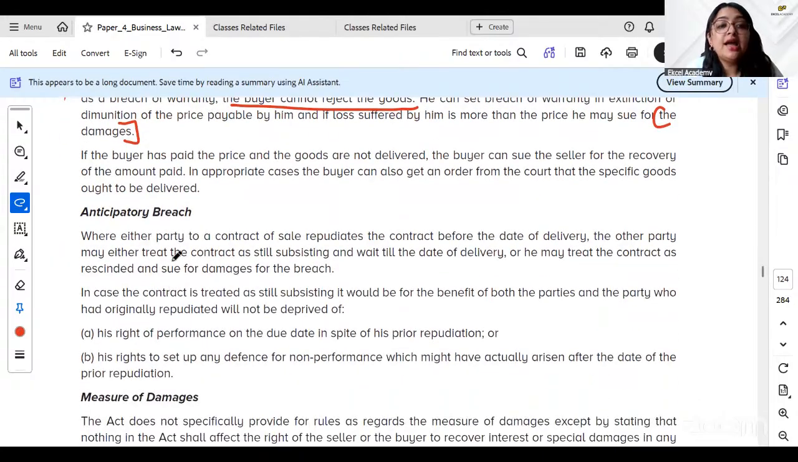Okay. Then we had anticipatory breach, wherein it has happened before the date of delivery itself. The other party may either treat the contract as still subsisting and wait till the date of the delivery, or he may treat the contract as rescinded, that is, cancel the contract and then sue for breach. In case the contract is treated as still subsisting, it would be for the benefit of both parties, and the person who had originally repudiated will not be deprived of the right to performance, and his right to set up any defense for non-performance.